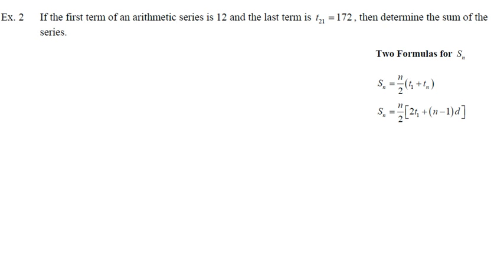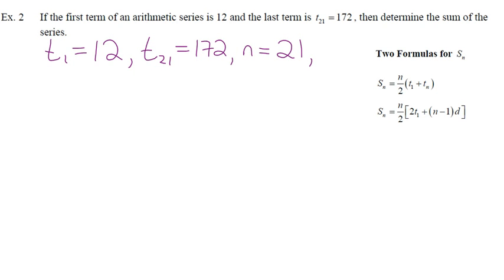If the first term is 12 and the last term is t21, which is 172, determine the sum of the series. Okay, again, I like to list out the information I know. So the first term, t1, is 12. t21, they told me, is 172. That makes n equal to what? 21, right? So we can add up 21 terms. And we want to find S sub n. And we don't know d, and we don't care. Right? So we're not going to use this formula. We're going to use this one. Right? First term, last term, number of terms.